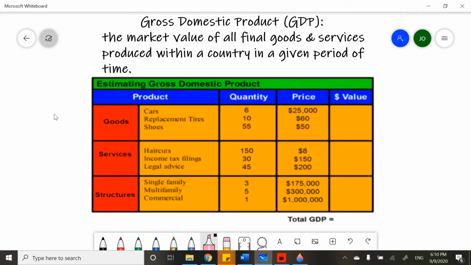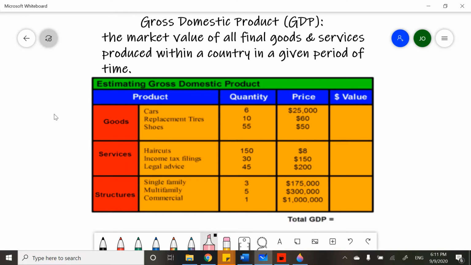Hello class, let's talk about calculating GDP. GDP is the market value of all final goods and services produced within a country in a given period of time. Basically, we are trying to figure out what was produced during a year.